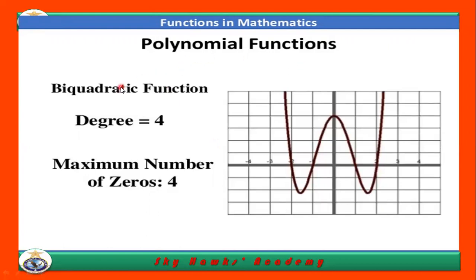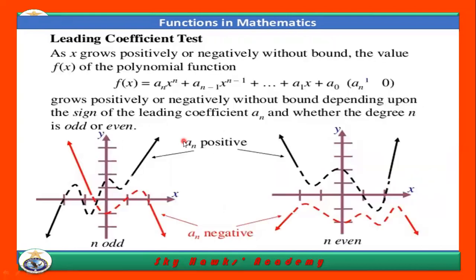Now the biquadratic polynomial. Biquadratic means it must have degree 4. So degree is 4, maximum number of zeros 4. If you put the function equal to 0, you will get 4 factors: twice on the left-hand side of the origin on the negative x-axis and twice on the positive x-axis. In this way, you can get the number of zeros.